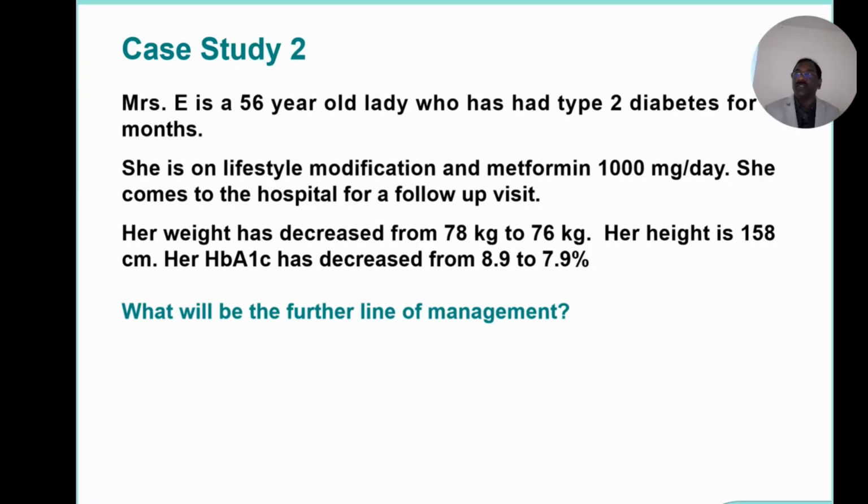So a further reduction is needed. What is her ideal body weight? 158 minus 100, so 58, maybe 60 or 62. So still 10 to 15 kgs weight loss is expected here. Is the HbA1c at the target level? No. Earlier nearly 9, now it is nearly 8. Our target is 6.5 or 6. So how to reduce it?